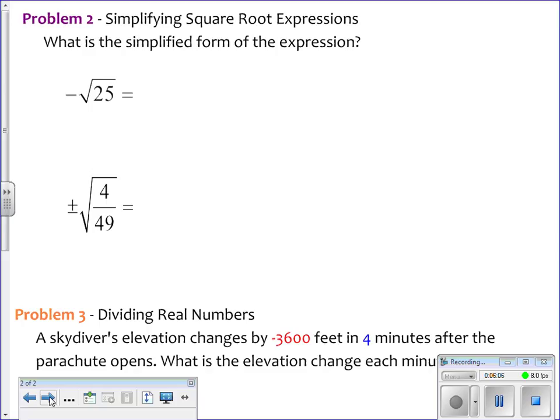Okay, square roots. Is my negative inside or outside the square root? It's outside, so my answer is going to be negative. If it's inside, you can't do it. You can't take the square root of a negative number because nothing times itself will be negative. But it's outside. Order of operations: the square root comes before the negative. What is the square root of 25? 5.